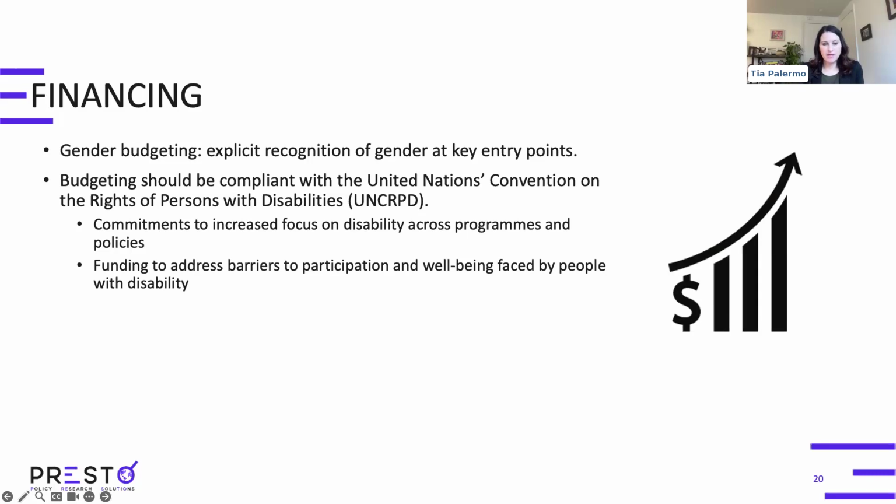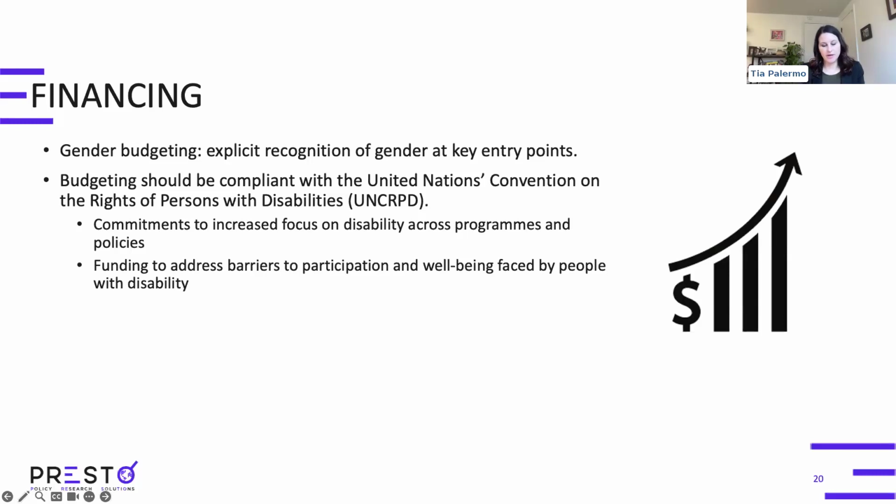This includes making sure that resources are allocated to ensure that commitments are kept to increase the focus on disability across programs and policies, and allocating funds to address barriers to participation and well-being faced by people with disability. It also ensures that new spending initiatives do not unintentionally promote exclusion, such as building non-accessible infrastructure, investing in segregated schools, and funds should be mobilized across different sectors rather than to a few specific sectors.